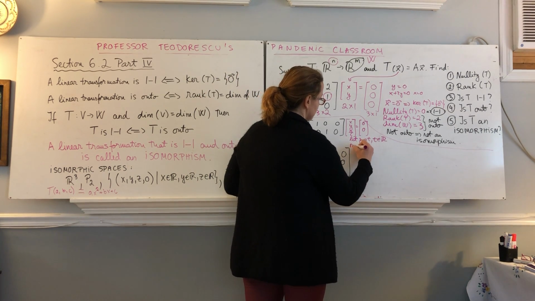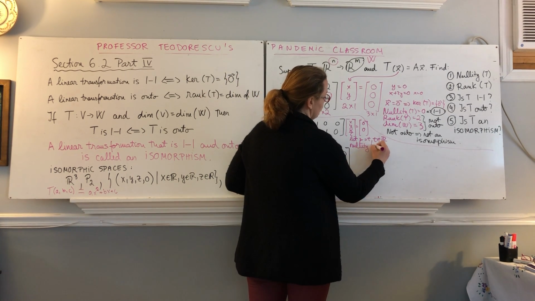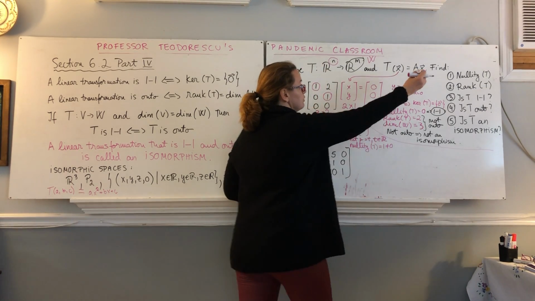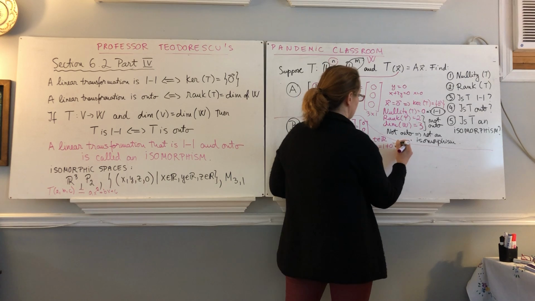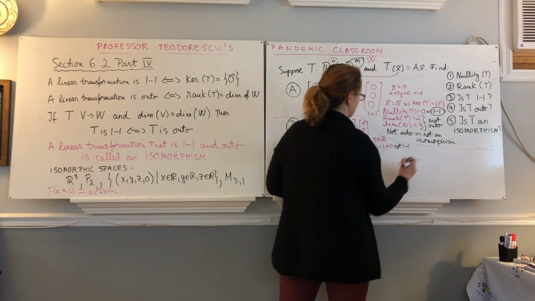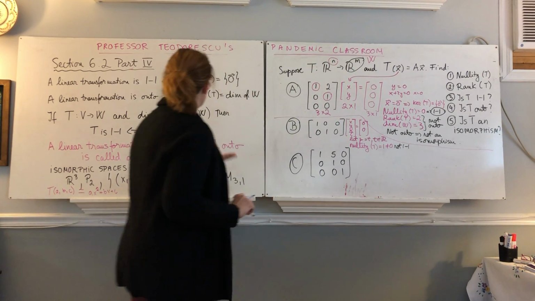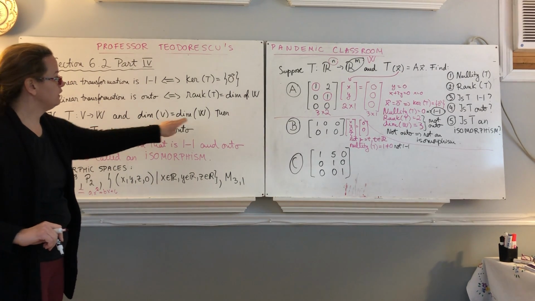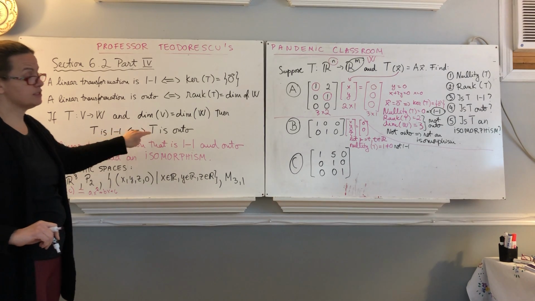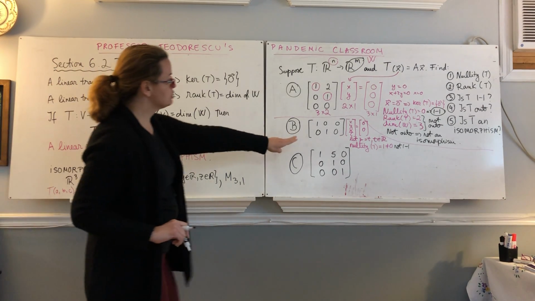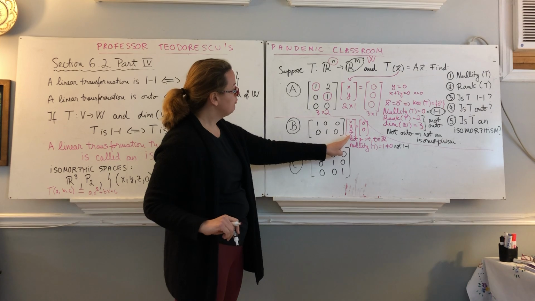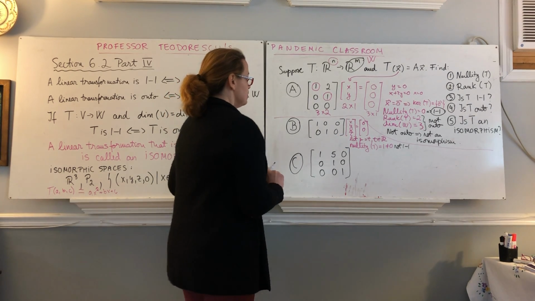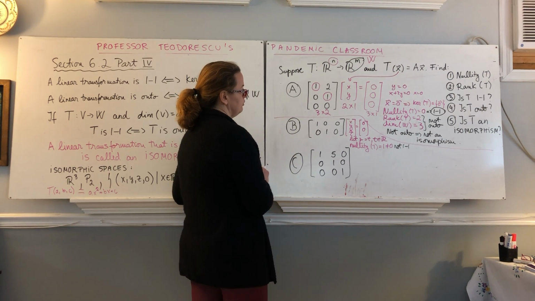So the nullity of T is 1, which is not equal to 0, so it is not 1 to 1. So let's see, we cannot apply this theorem that says if the dimension of V and W are the same, then 1 to 1 is the same as onto, because this is not a square matrix. The dimension of V is 3, the dimension of W is 2. So now we have to figure out if it's onto.